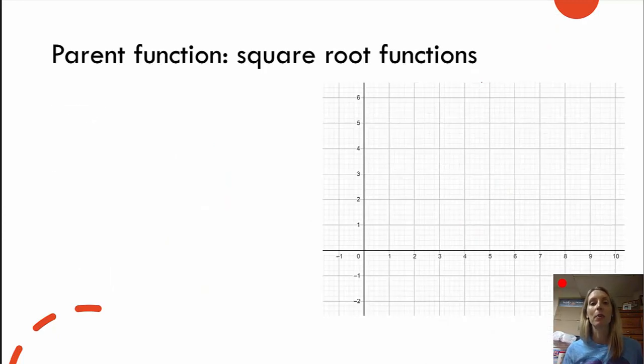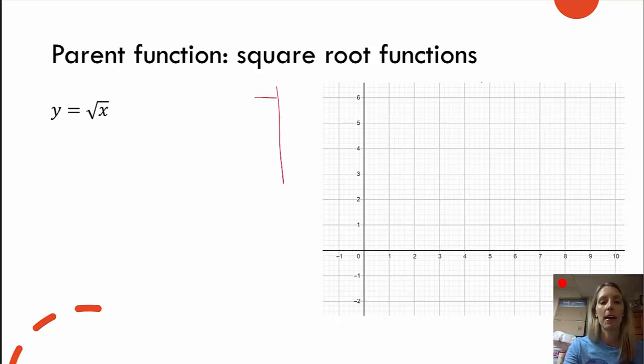Next up, we have the square root function. The square root function is given by y equals the square root of x. Now, when I go to make my table of values, you can even see on my graph, it's a little bit different than the past because I can't plug in -2. The square root of -2 is an imaginary number. It's not in the real number system.